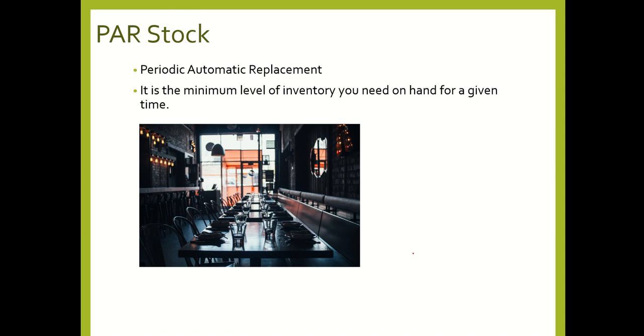I can calculate a par stock for anything in my restaurant. So for this example, we're going to be using the par stock for glassware. Let's say this restaurant has 80 covers. 80 covers means 80 guests can sit down at one given time, have a meal, and leave the restaurant.